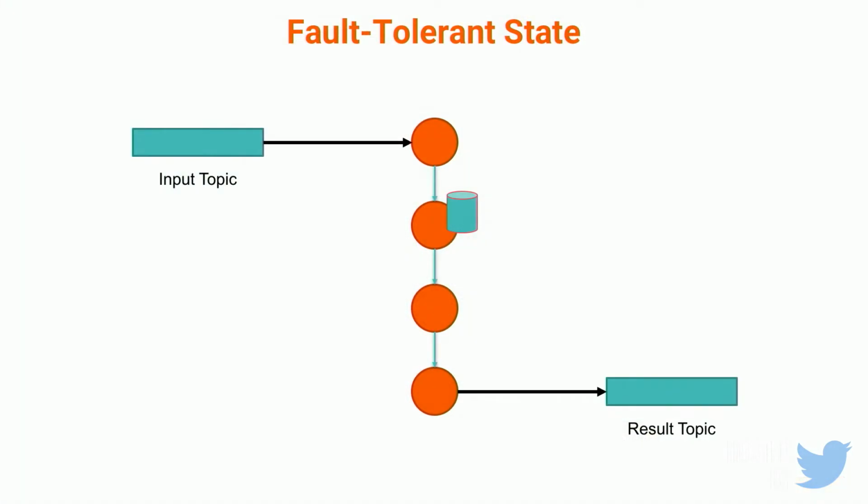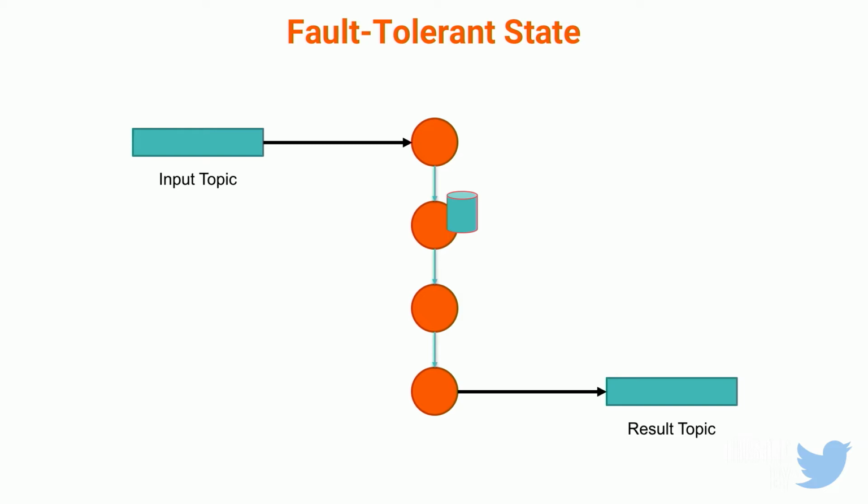OK, so I talked a lot about state being moved from instance 1 to instance 2 to instance 3, but how does this actually work? Because as I mentioned, it is local state, and there's some magic going on here. And I want to explain how we do this. Here we have a single instance of a task. We're reading an input topic. It's processed. We have the state and the result topic.